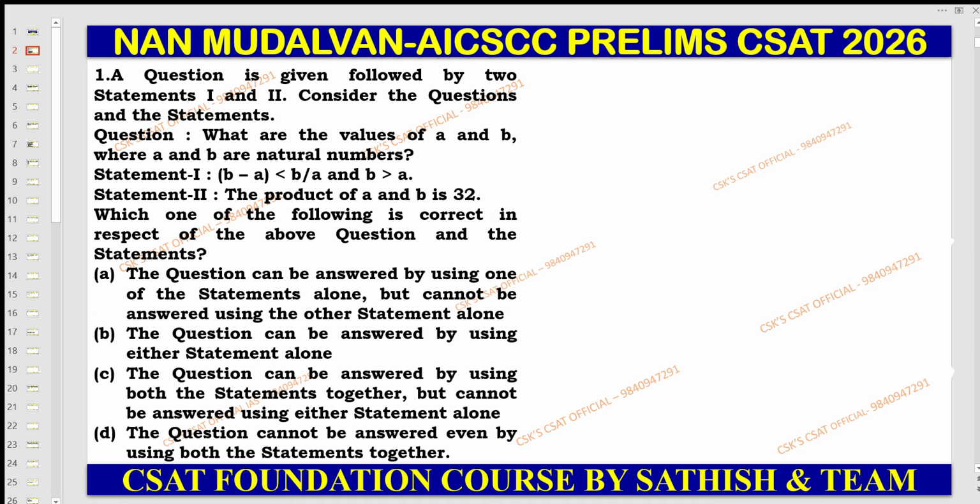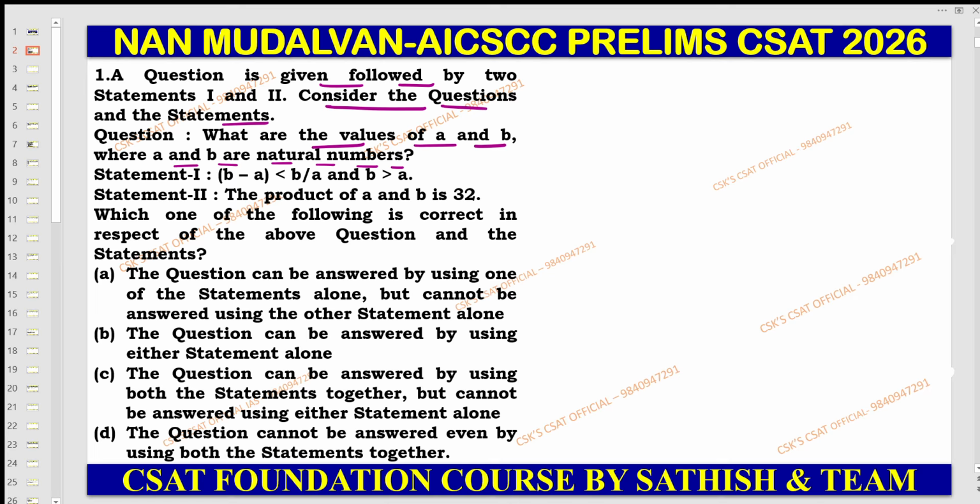So the first question is given, followed by two statements, statement number 1 and 2. So what is the question here? What are the values of a and b? You have to find out the values of a and b, where a and b are natural numbers. This is the first thing you need to note in the question: a and b must be natural numbers.